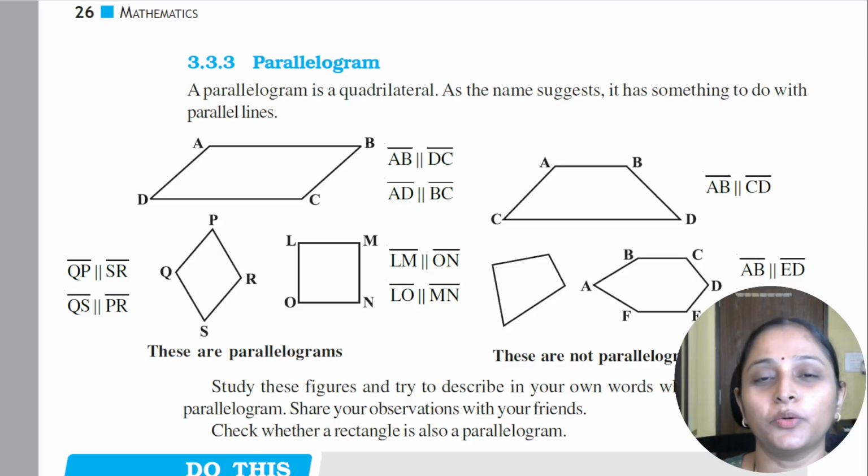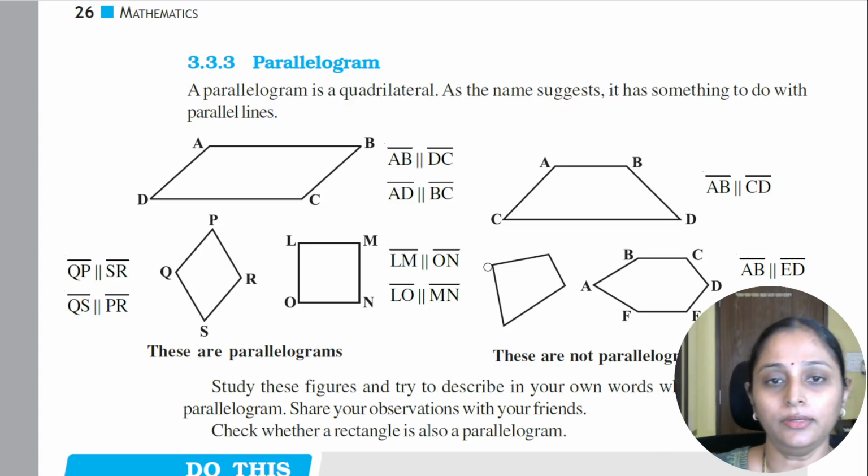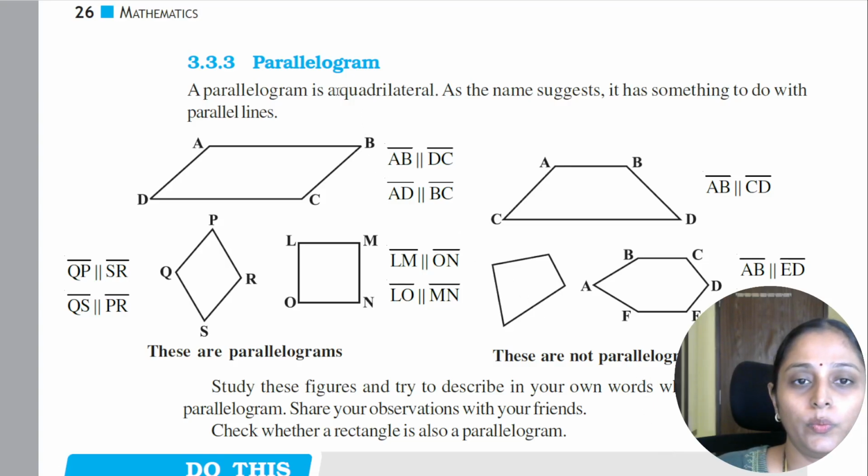In this video, we are going to discuss parallelograms from Understanding Quadrilaterals, NCERT textbook class 8. So, what do we mean by a parallelogram? It is a quadrilateral which has two pairs of parallel lines. A parallelogram is a quadrilateral which has two pairs of parallel lines.